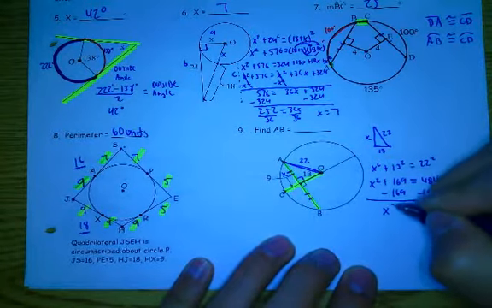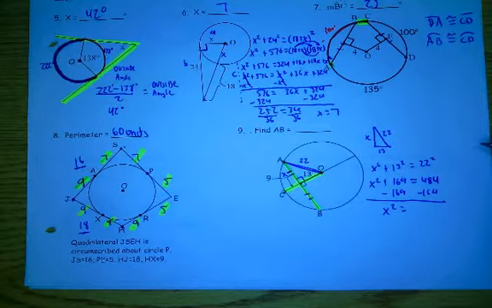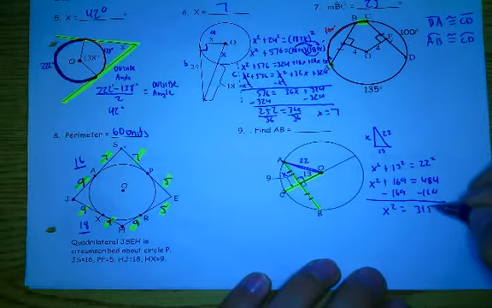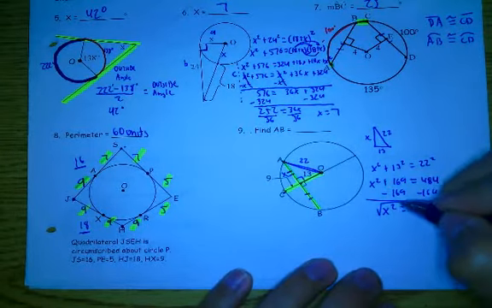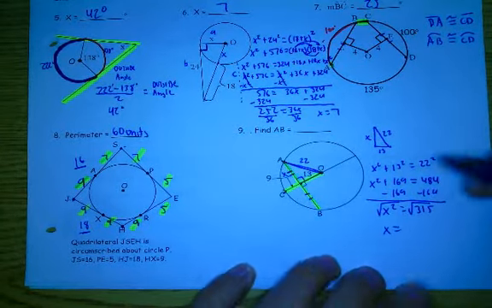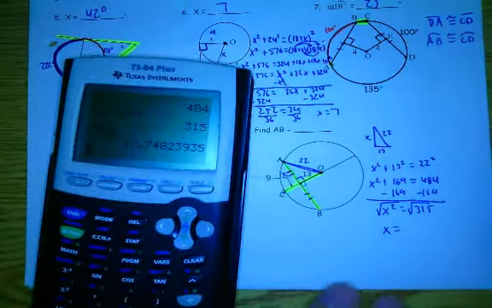Alright, so now I'm going to find out what X is by taking the square root of both sides. So the square root of 315 is approximately, when I try it on my calculator, 17.5. Okay, so am I done with the problem? No.